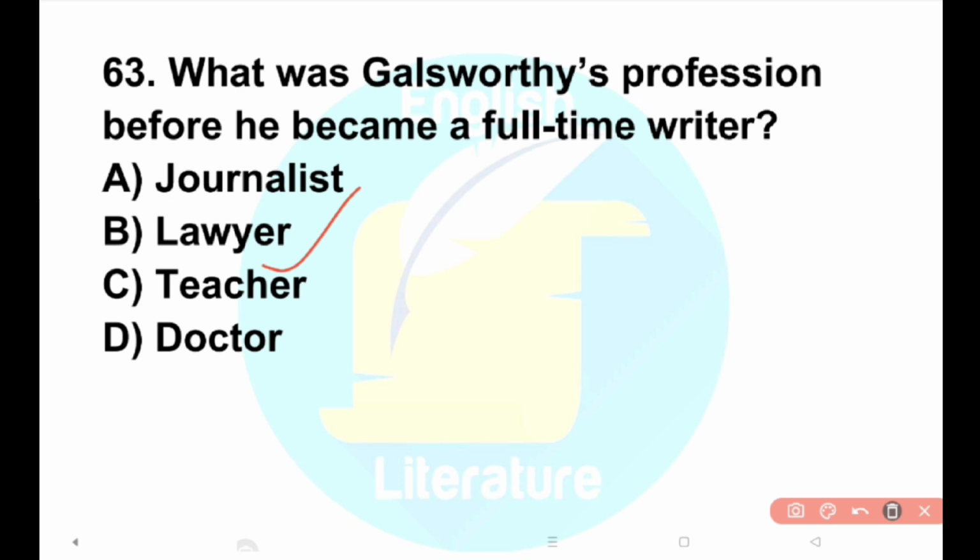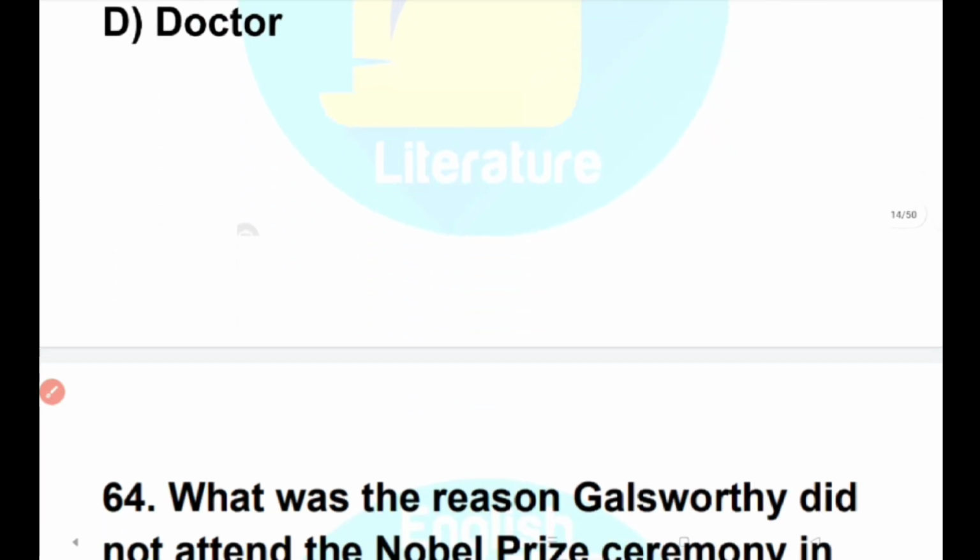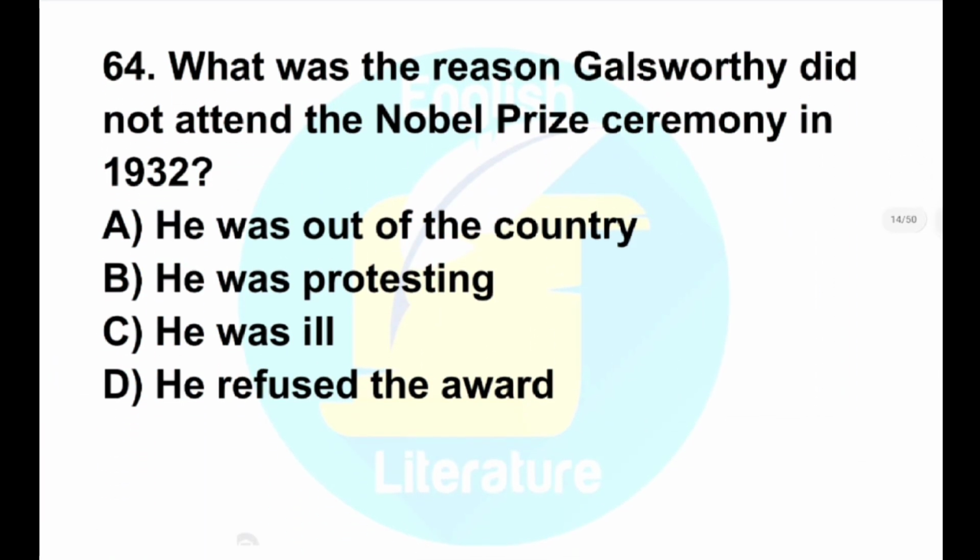Next question. What was the reason Galsworthy did not attend the Nobel Prize ceremony in 1932? Option C, he was ill. Galsworthy was too ill and too old to attend the Nobel Prize ceremony in December 1932 as he was suffering from a brain tumor.